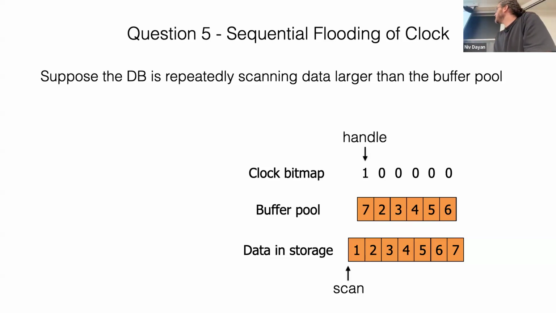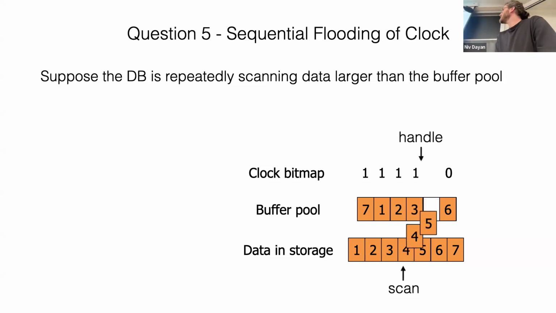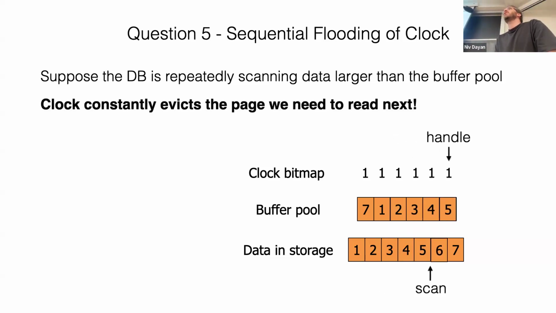But now I want to read page 1, but I've just evicted it. So I'm going to evict the next page, which is 2. So I'm in this really tragic situation where every time I'm evicting the page that I want to read next. That's sequential flooding of clock. That's a really annoying and terrible situation. How can we address it?